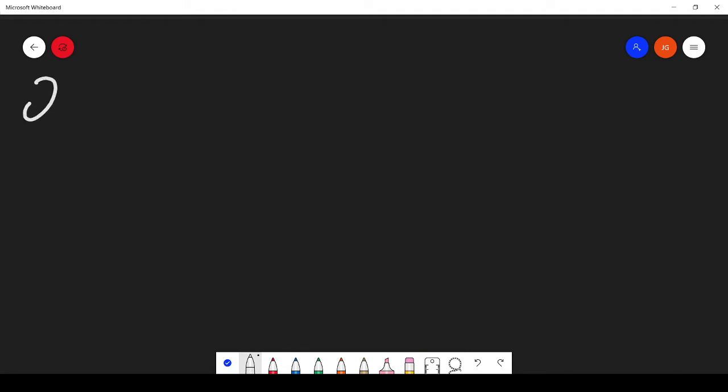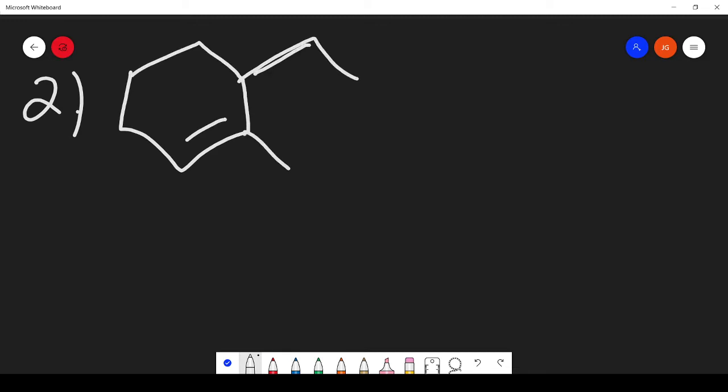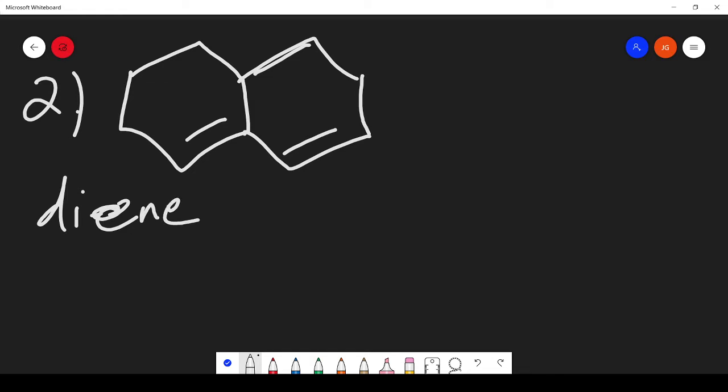Okay, question number 2 involves a conjugated system that looks like this. A diene, if you will. Prefix di meaning 2, ene meaning carbon-carbon double bond. How will it react with this compound?